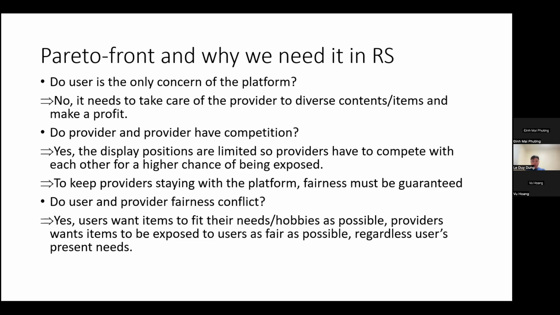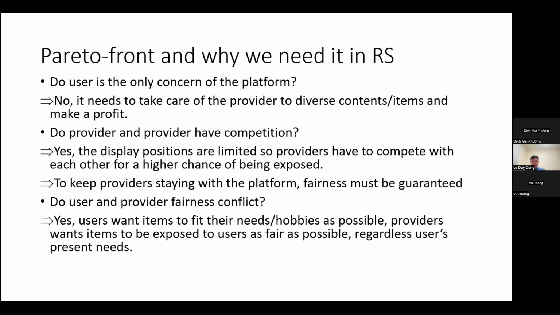So to keep the provider staying with the platform, some fairness may need to be guaranteed. When the provider sees that the item is not being exposed in the list, so the user will know nothing about the provider at all, they will simply leave the platform and find a new place to show their goods and attract more customers.